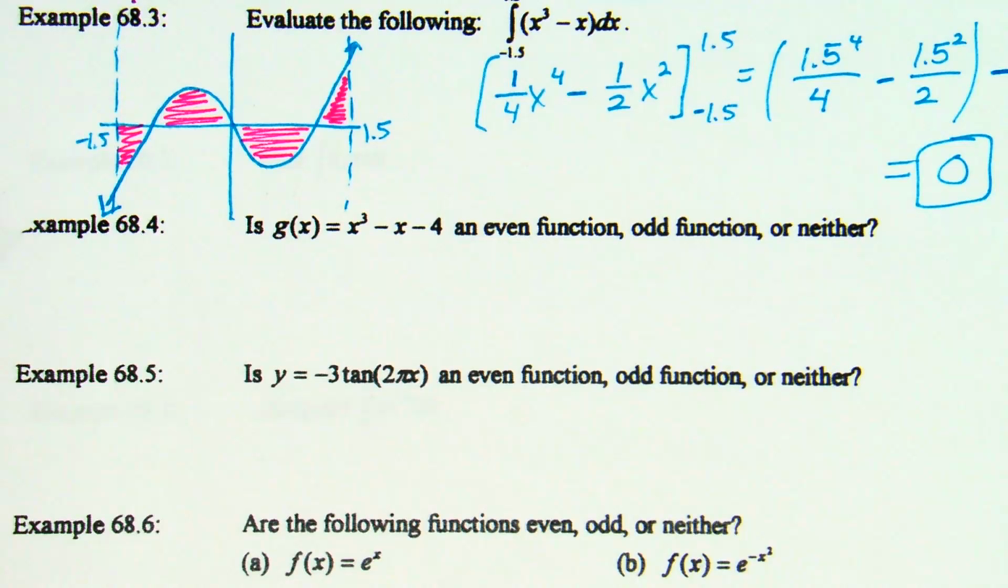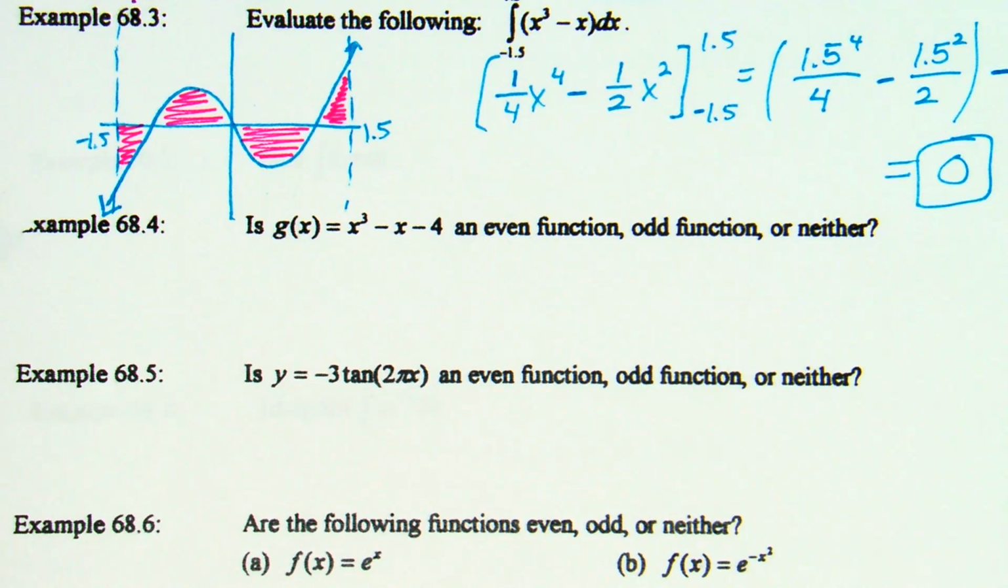Is g of x even, odd, or neither? We just had one like this. Wait, why would you call it that? Just what they named it. Okay. We could say h of x. We could say k of x. We could say m of x.